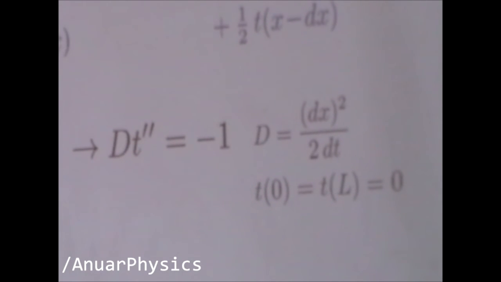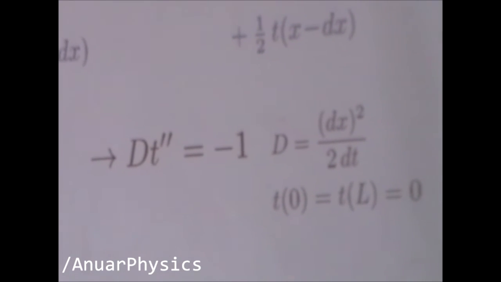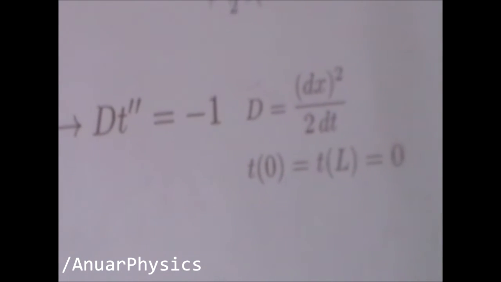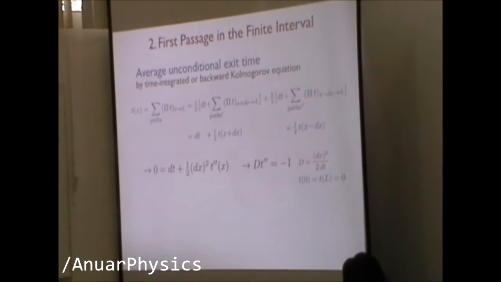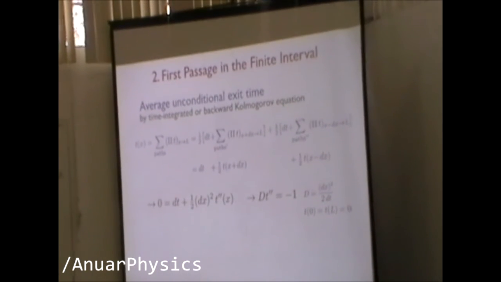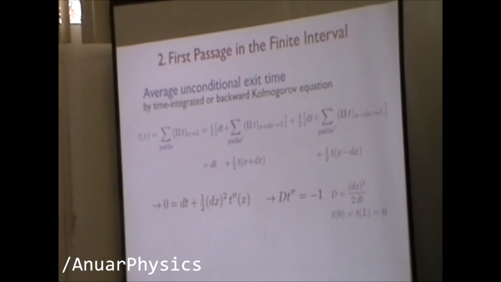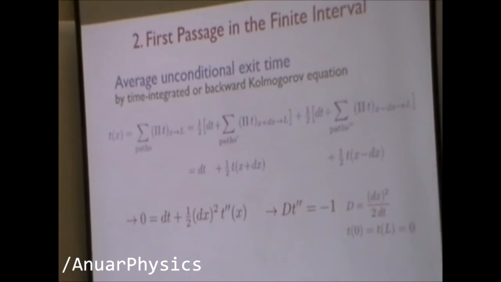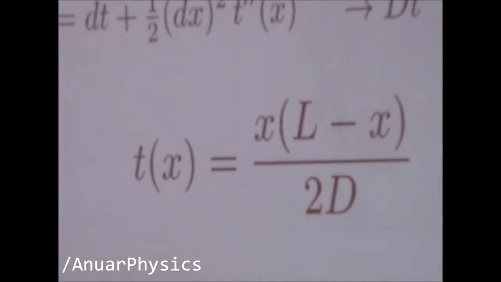So it's still a simple equation. And again, we have the boundary conditions that if I start at 0 or I start at L, then I'm at the end of the interval and it takes no time to get there. I'm already at the edge and I'm there already. So we have to solve this very simple equation with these boundary conditions. And the solution to this equation is this. So here it is. The exit time is a function of x.